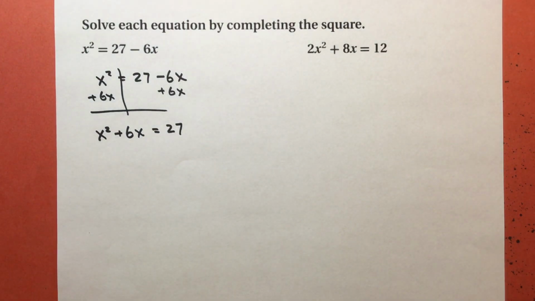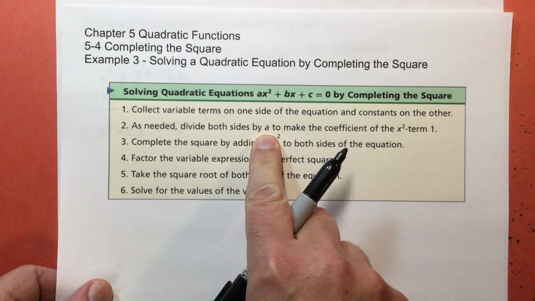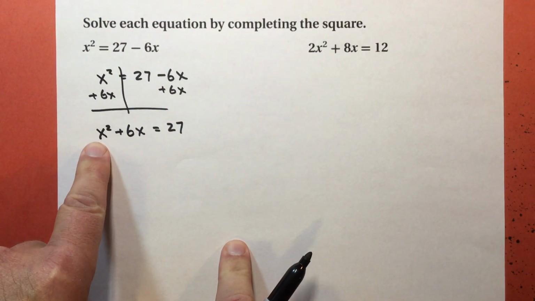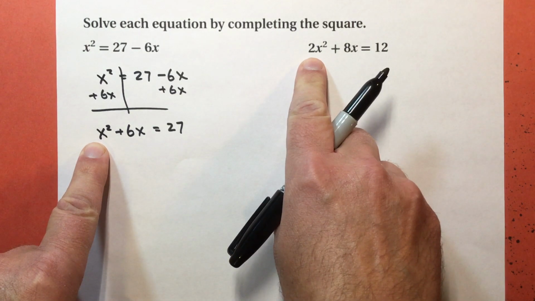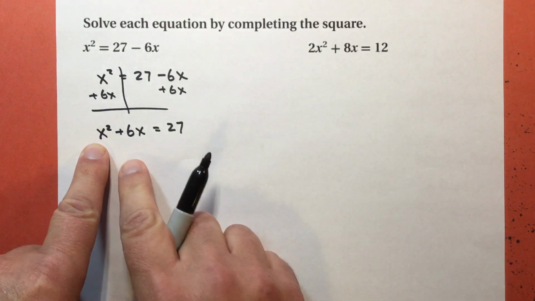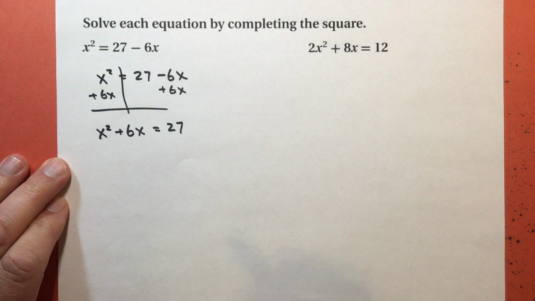Good so far. My second step says divide both sides by whatever a is to make the coefficient 1. Well, my a is already 1. It's the hidden 1. So I don't have to do that step. It's already taken care of. For this problem, when I get to it, I'll have to do something. But this one's okay. Now the next step.